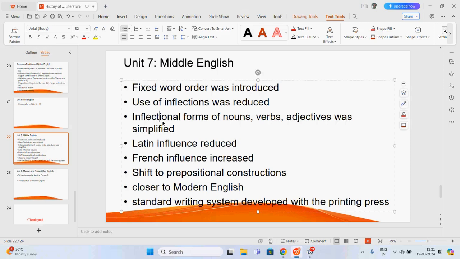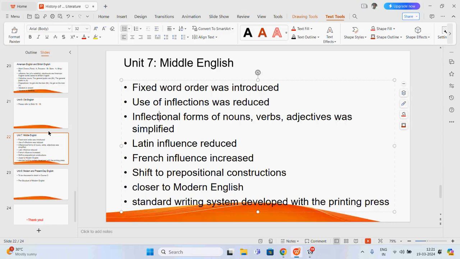Middle English is much closer to Modern English than to Old English. As I told you, it is not easy for us to read Old English, to pronounce Old English, to understand Old English from the kind of English that we study today. One important milestone of the Middle English period was that a standard writing system was developed, especially because of the printing press. Because of the printing press, the English writing system became more standardized.